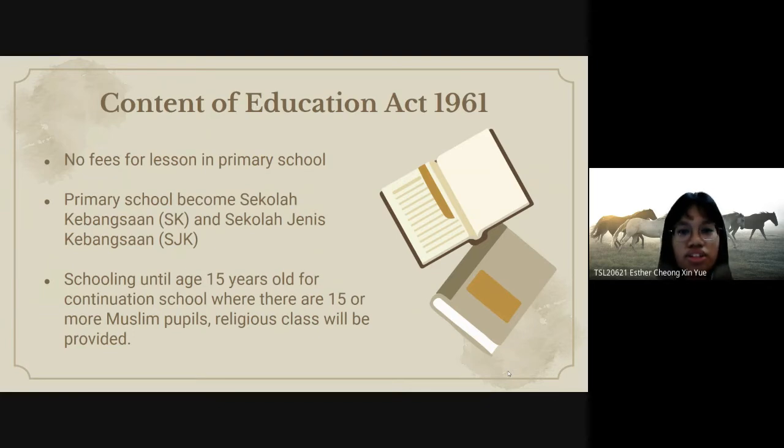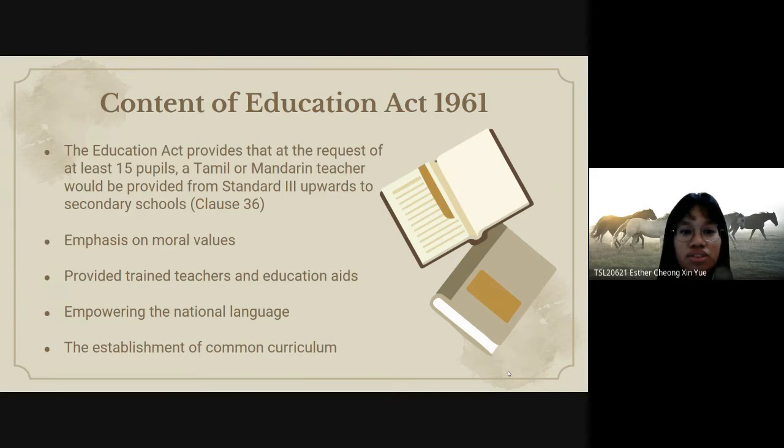These are the contents of the Education Act 1961: no fees for lessons in primary school. Primary school becomes Sekolah Kebangsaan, SK, and Sekolah Jenis Kebangsaan, SJK. The schooling age until 15 years old for continuation school. Where there are 15 or more Muslim pupils, religious class will be provided. The Education Act provides that at the request of at least 15 pupils, a Tamil or Mandarin teacher will be provided from Standard 3 upwards to secondary schools. Emphasize on moral values. Provided trained teachers and education aids. Empowering the national language. The establishment of a common curriculum.